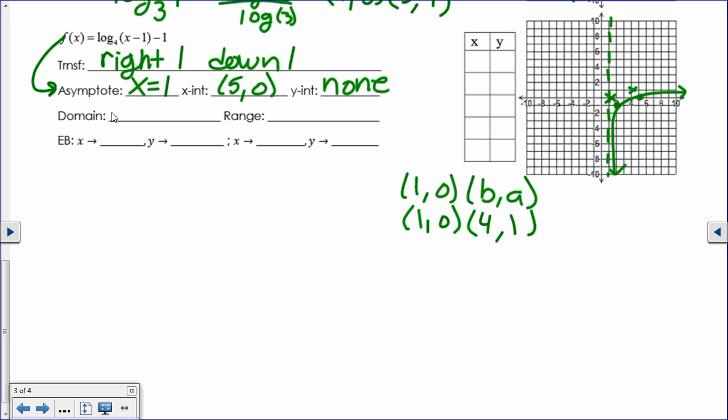Alright, domain? X is greater than 1, comma, infinity. Okay. Range? All real numbers.